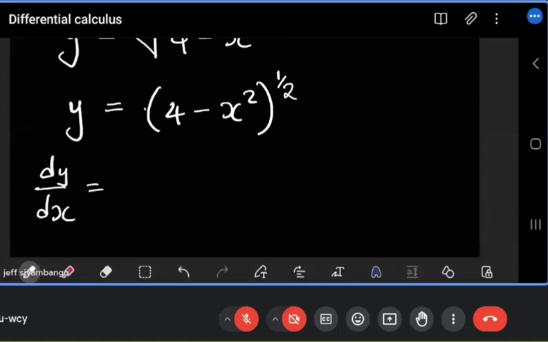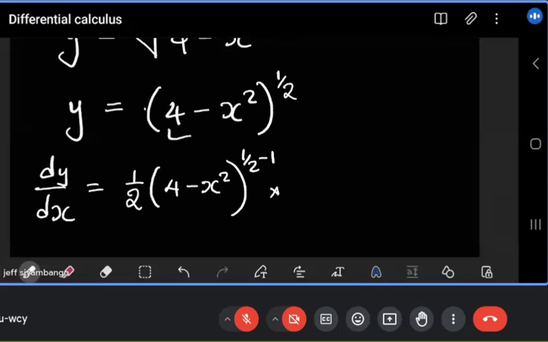So how does it go? First, I'll multiply the power down. I'll keep what is in the brackets the way it is. I'll reduce the power by 1. Then I'll multiply this by the derivative of what is inside. The derivative of 4 is 0. Now, don't forget there's a minus showing up there. So the derivative of minus x squared will be minus, but the 2 will multiply it down, x, and the power of the x will reduce by 1, so that it will just be like that. So this becomes the derivative.